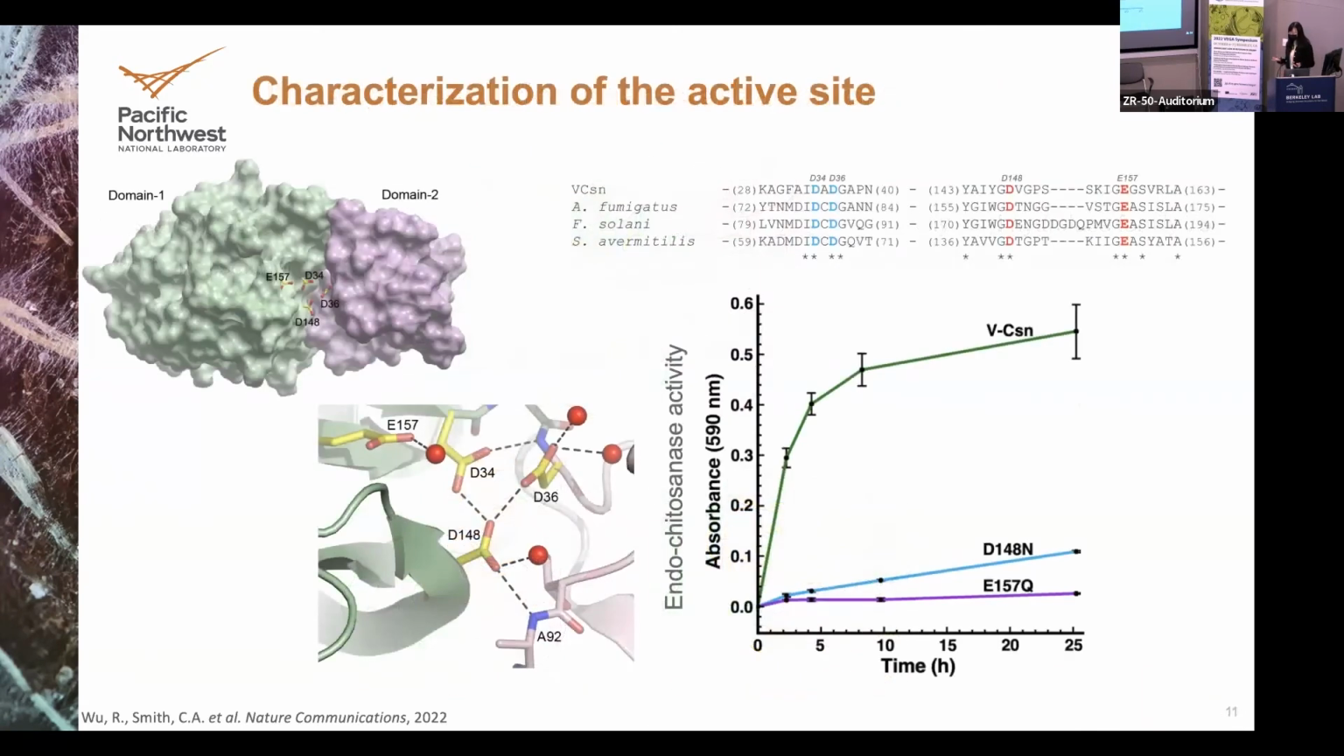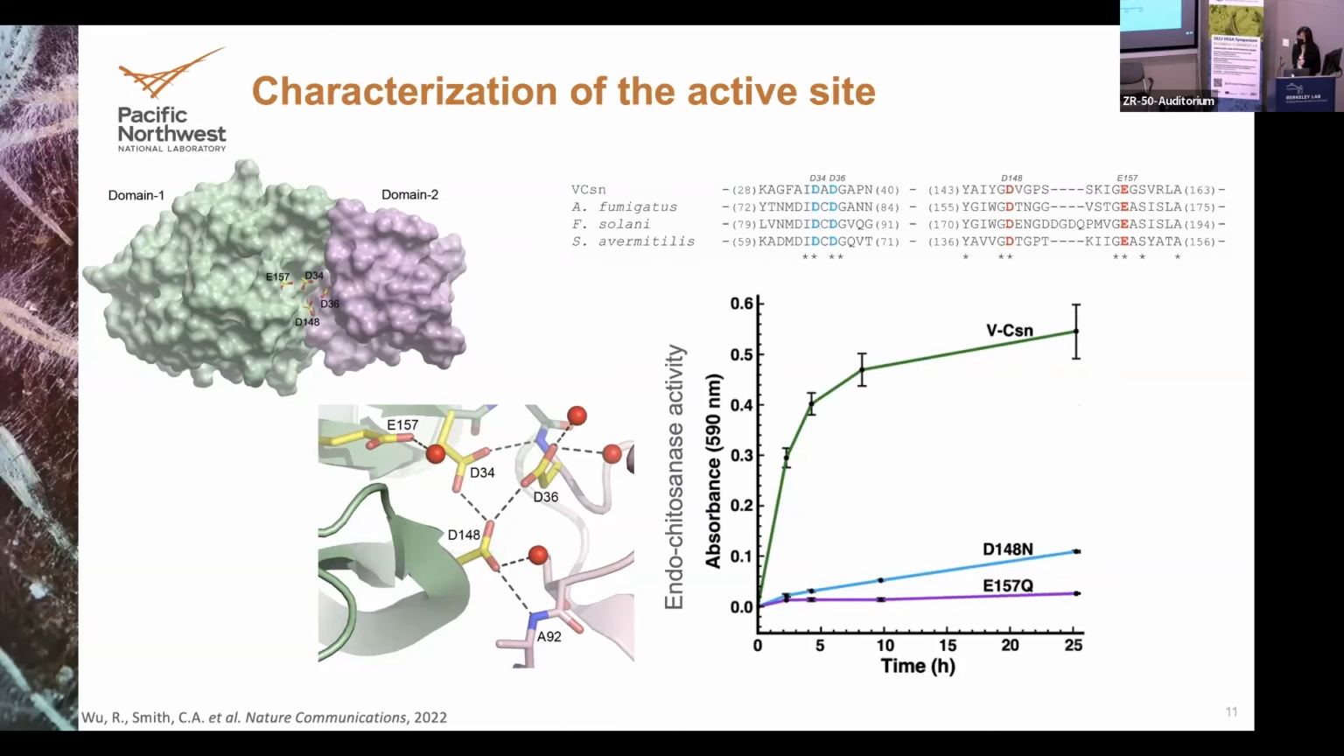So then we further leverage this atomic level structure to locate the conserved residues that were identified from the sequence alignment. These conserved residues are actually sitting at the cleft between these two domains. Here is a closer look at those conserved residues. We have aspartic acid forming hydrogen bonds with the other two, and also water molecules hydrogen bonded with these conserved residues.